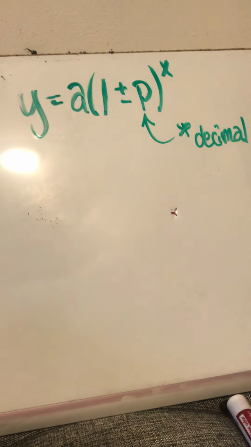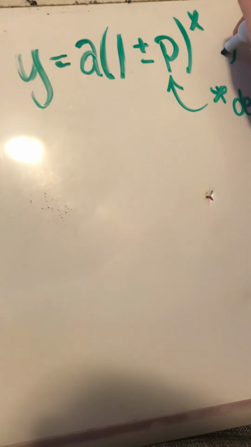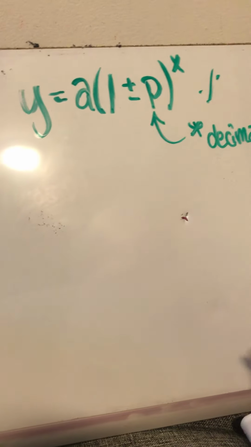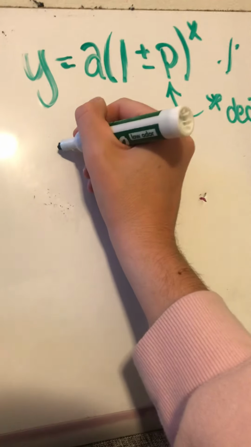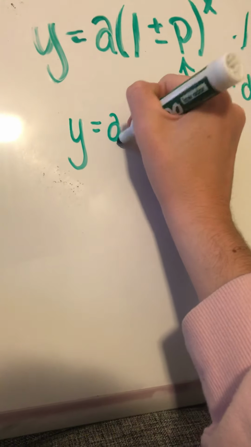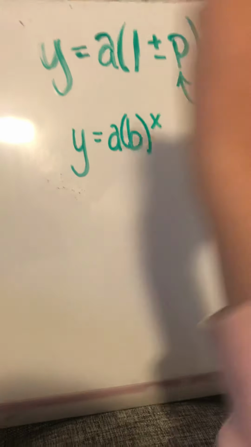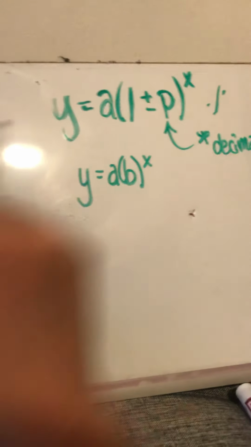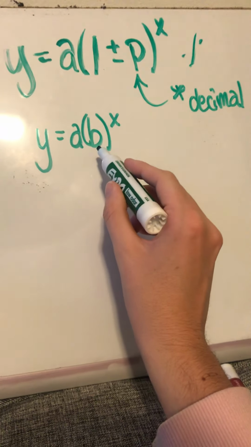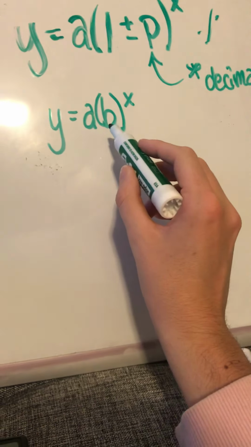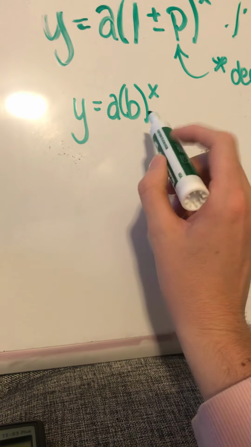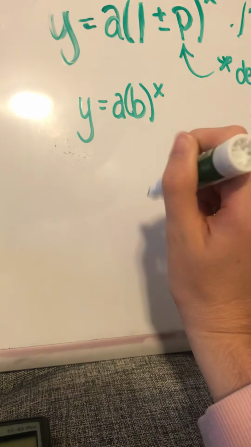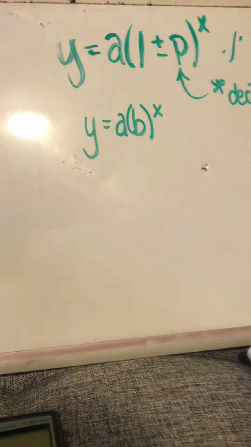If I don't see a percentage in the problem or any words that symbolize that, then I should just be using y equals a times b raised to the x. Both of those represent exponential functions. This one you use when you have values that are doubling or tripling, or getting cut into thirds, cut into quarters, things like that.